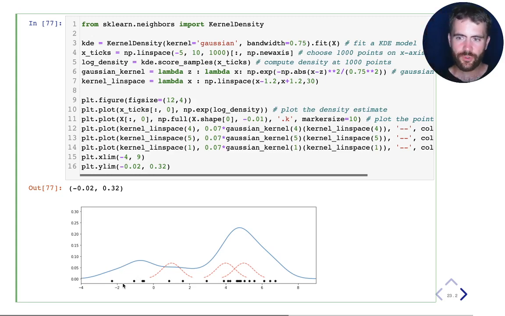And of course, this is for the Gaussian kernel, but the same intuition would apply if we use the top hat kernel. We would see the results that we had in our earlier figure.